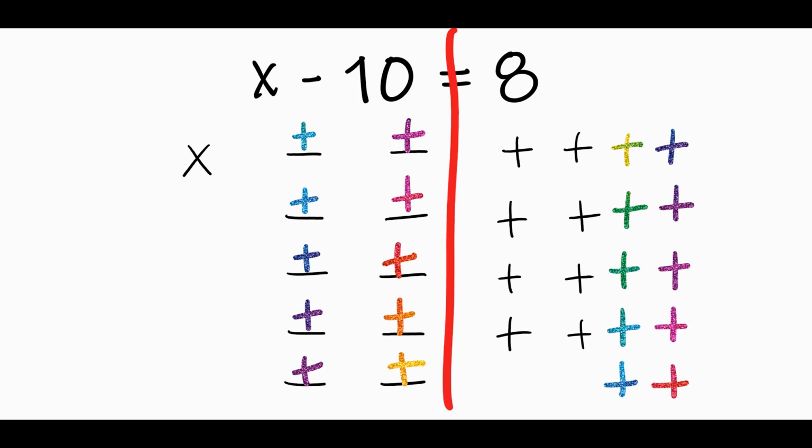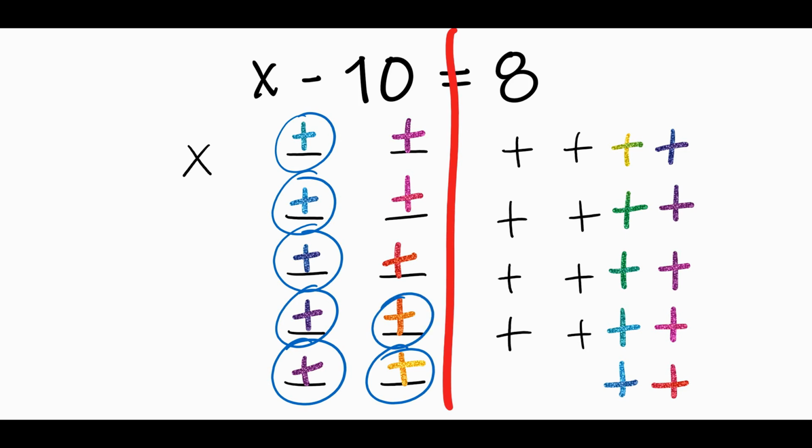And the reason I'm adding those positives is because a positive plus a negative becomes a zero pair. It's like taking one step forward and one step back. And now all I have left on one side is x, and on the other side I'm left with 18 positives. So x equals 18 would be the answer to this equation.